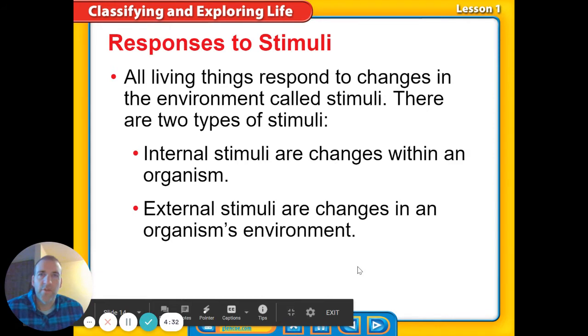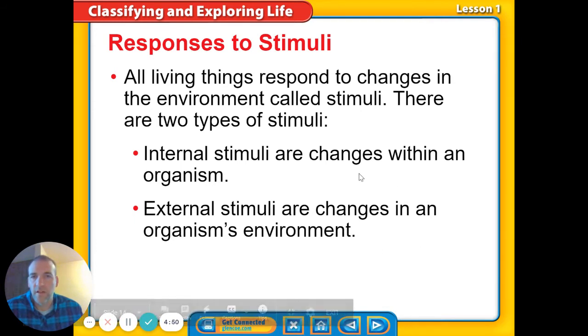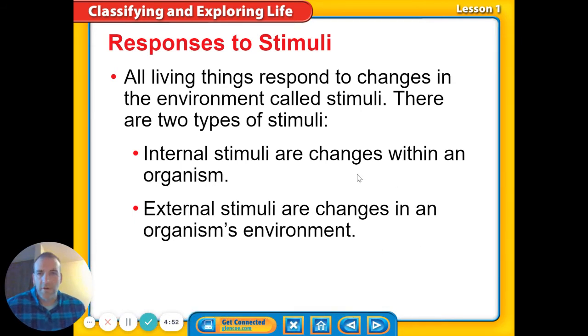All living things have to respond to stimuli. So stimuli are any changes in their environment. And there's 2 main categories of stimuli. Internal stimuli are changes that happen inside of a living thing. External stimuli are changes in the environment of a living thing. So internal stimuli for us would be like hunger or thirst. Those stimuli make us go find food, go find water. Those would be examples of internal stimuli.